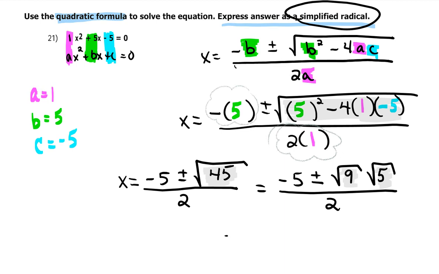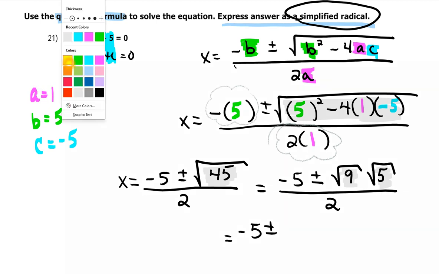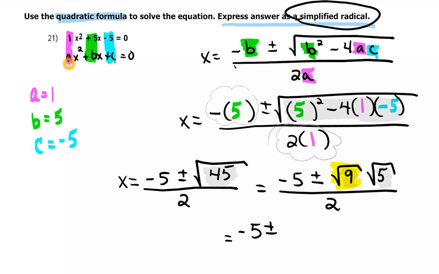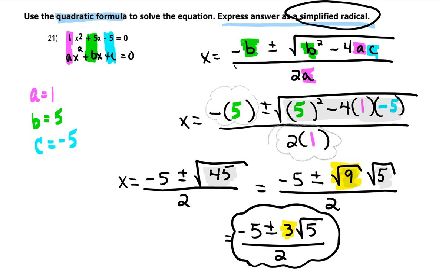So I can simplify the square root of 9, that is just going to become a 3. But then you still have the square root of 5 behind it, all over a 2. And then I can't simplify this fraction because negative 5 here is not divisible by 2, and 3 is not divisible by 2. So that's my answer in simplified radical form using the quadratic formula. Hope that made sense.